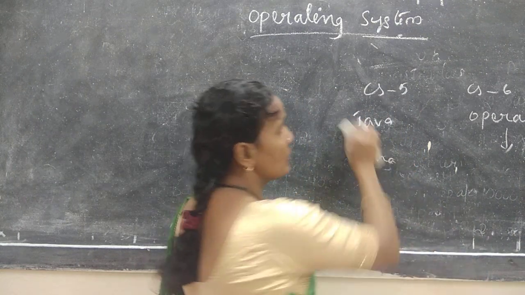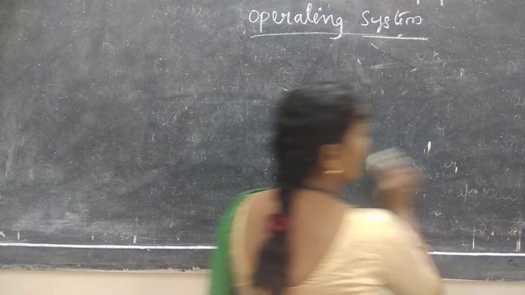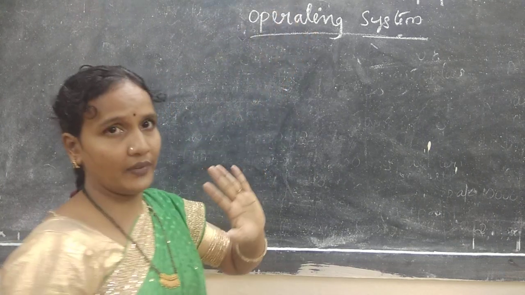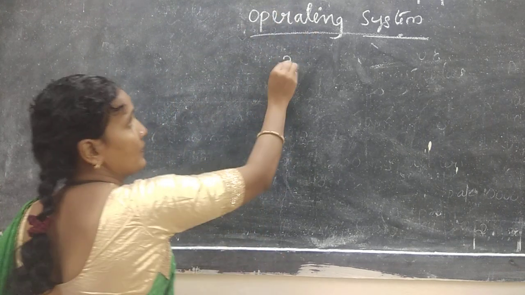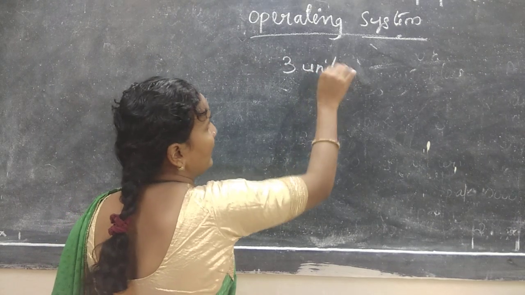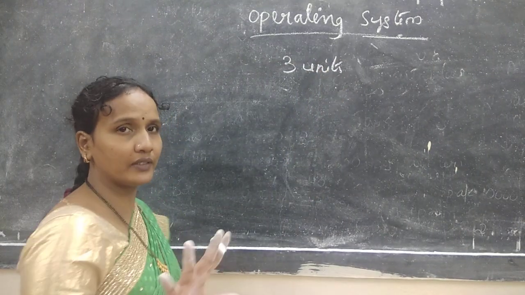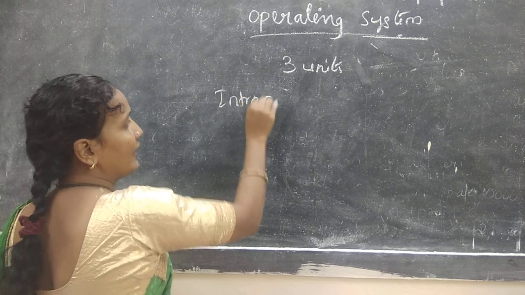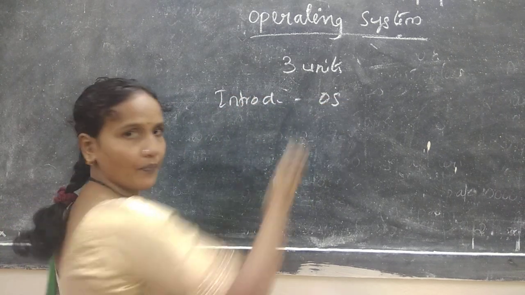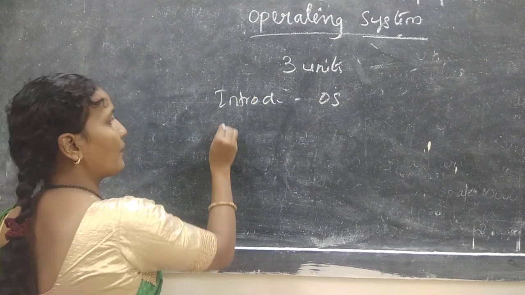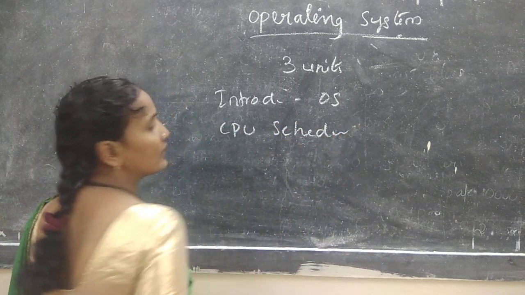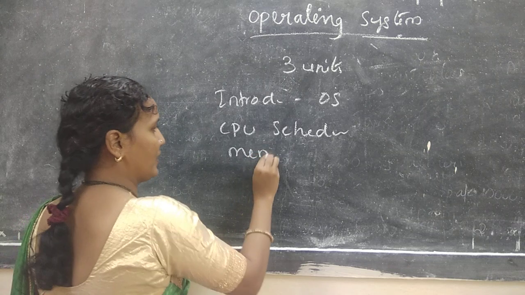Okay. So in this paper, how many units we have? In this paper we have 3 units. Okay. Our paper number is 6. In this we have 3 units. First unit, Introduction. Introduction to operating system. Second unit, CPU scheduling. Third unit, memory management.